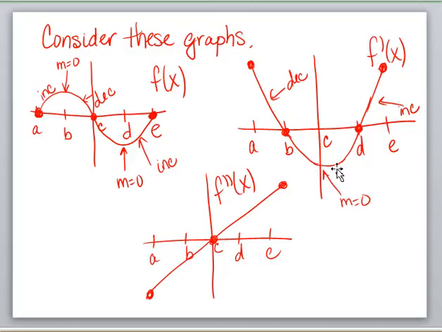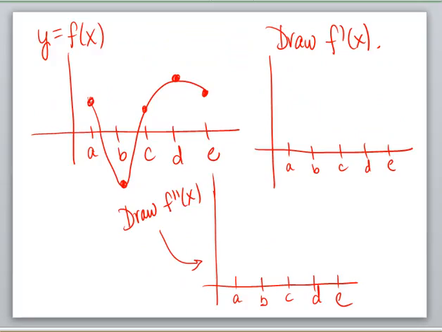So we know that the slope of the tangent line at C is 0, so that's why this dot is here. We know on this side that it's increasing the entire time, so that's why it's a positive slope all the way through here. And on this left-hand side from A to C, it's decreasing, and that's why it's in the negative section. Having talked about a couple of these, what we're going to do is create the first derivative and the second derivative given this function, f of x.